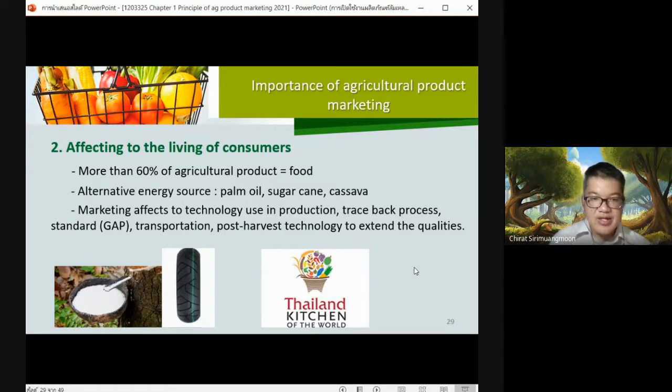And then the agricultural product that they produce can be used as an alternative energy source, like palm oil that I just mentioned, sugarcane and cassava. All of them can be used as biodiesel. So they said marketing affects the technology that will be used in production, in tracking, in setting the standard, transportation, and post harvest. So everything here can be used for improving the living of the consumers.